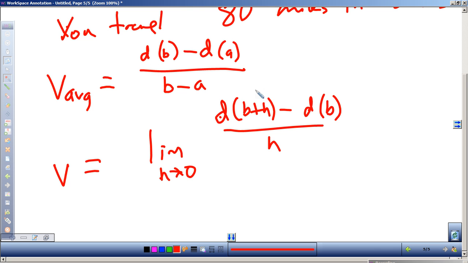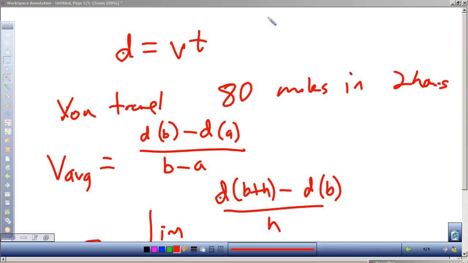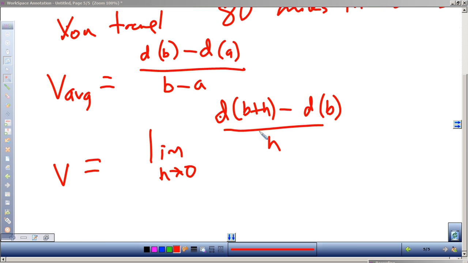And think about it. What is the slope of this graph? Well, t is your variable. Slope would be v, velocity. So down here, our velocity is the slope of the distance graph.